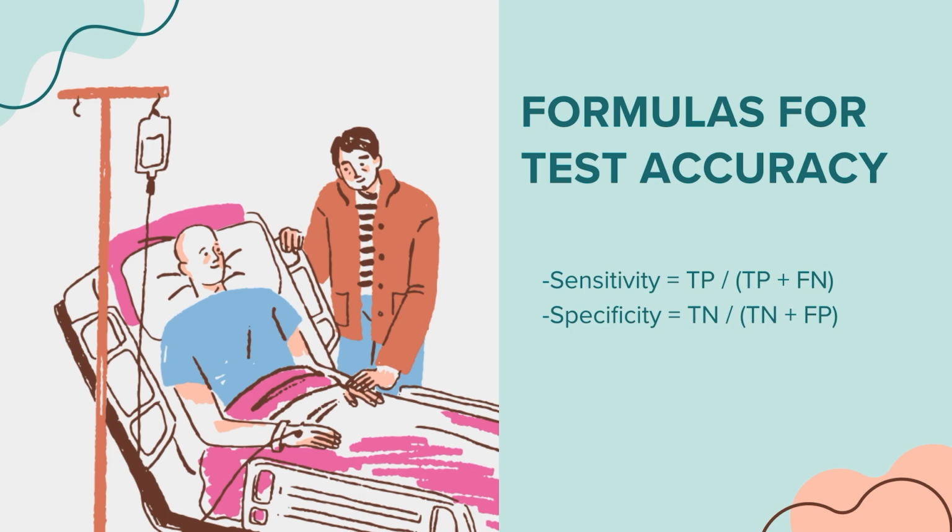Those are false positives. To calculate sensitivity, we will do 45 over 50, which gives us 90% of diseased individuals. And to calculate specificity, we would do 135 over 150, which also gives us 90% of non-diseased individuals. This shows a well-balanced test with both strong sensitivity and specificity.